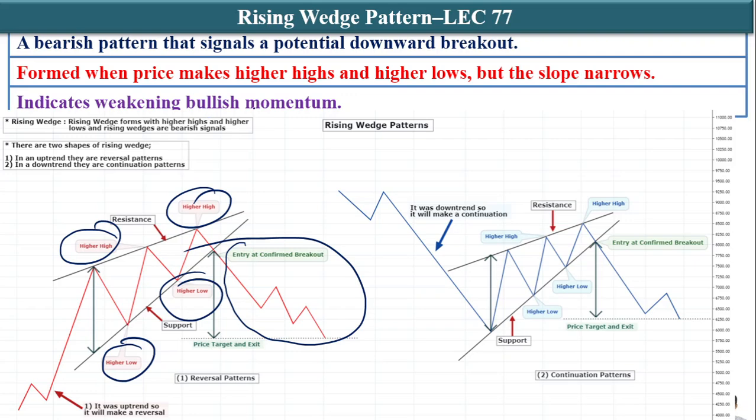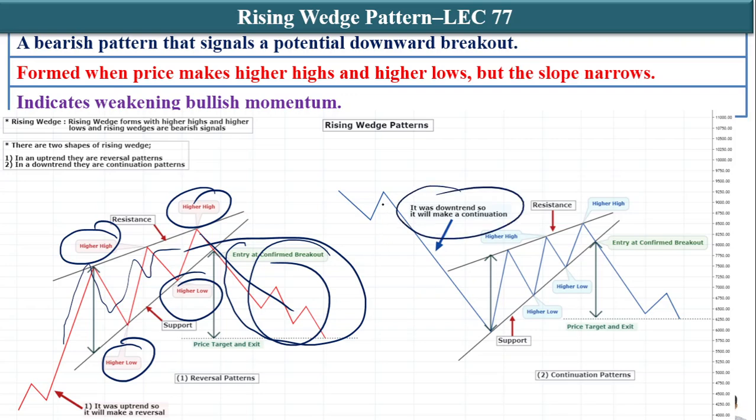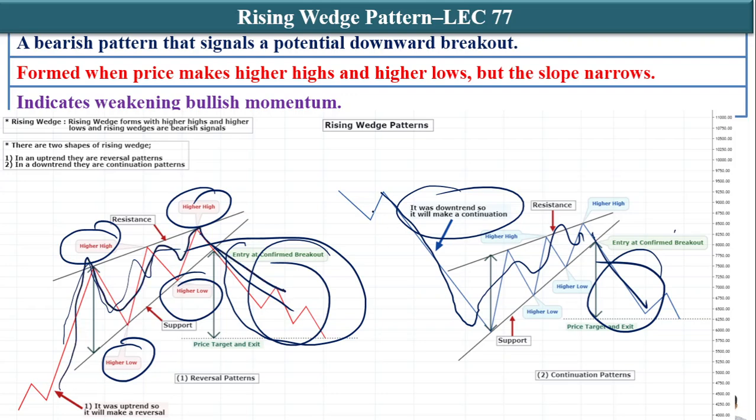It indicates weakening bullish momentum. It was an uptrend, so it will make a reversal. Just see, this is an uptrend, reversal. For an uptrend, it is a reversal. It was a downtrend; just see, it is a downtrend. It is a continuation. It may be a reversal, it may be a continuation. When will it be a reversal? If it is an uptrend like this, it is a reversal. If it is a downtrend like this, it is a continuation. That's what we are saying.